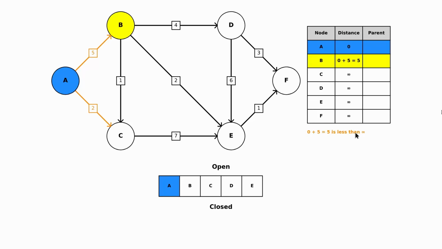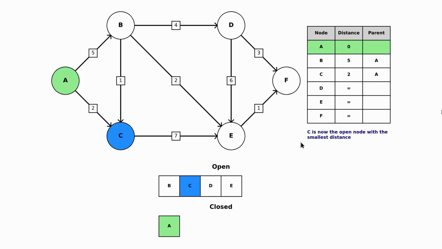And it says down here that that is less than infinity. And that's important because that's a previous value we had. So we're going to update our table with a more optimal distance than the previous infinity. And we're going to do the same thing with the other child, C, which gets a distance of 2. And now we can close A.